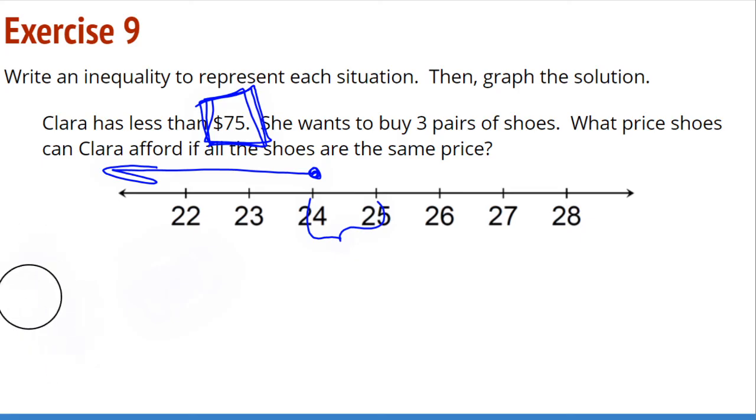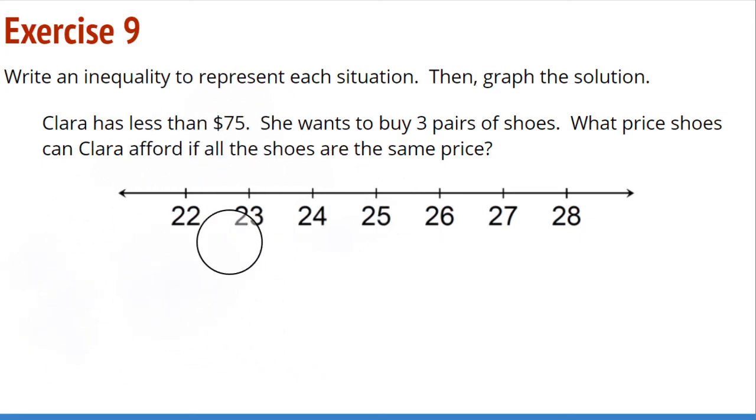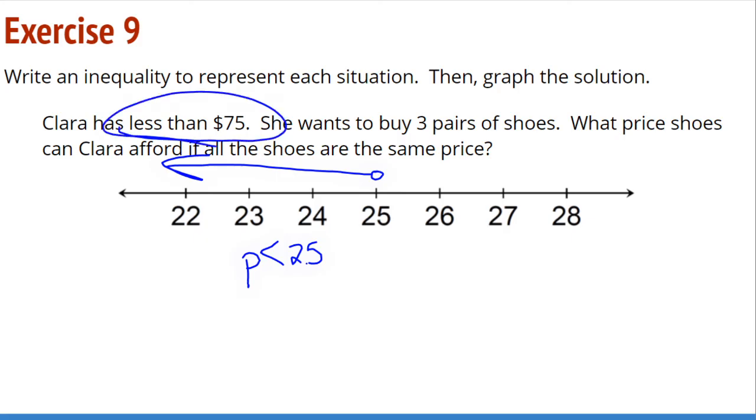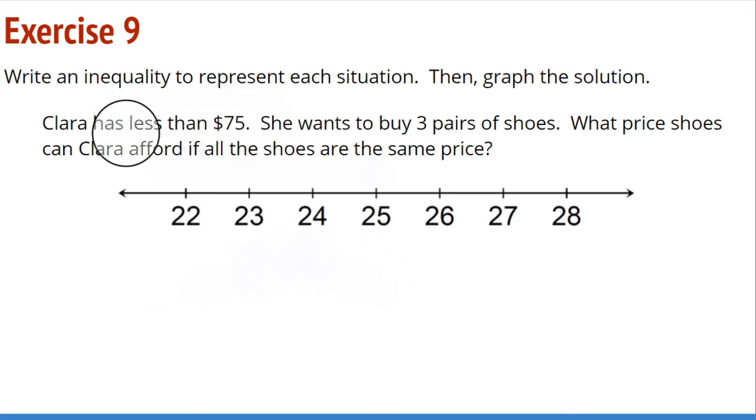So she has less than 75 as the total. So less than $25, and she will be able to get 3 pairs of shoes. So the price of the shoes is less than 25. She can't do equal to 25 because it says she has less than 75. But as long as she gets shoes that are less than $25, she is going to be able to get 3 pairs.